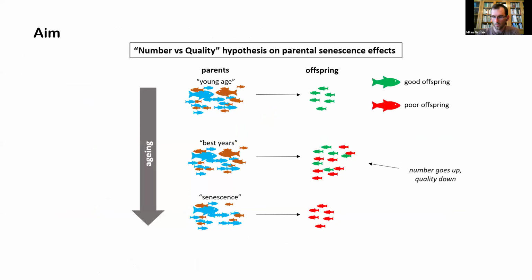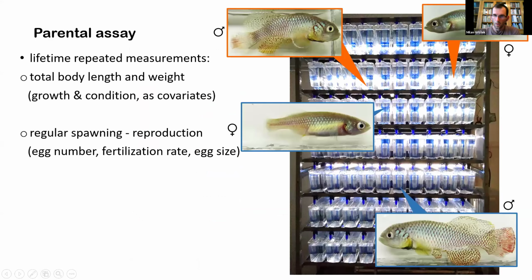Our aim in this project was to compare the trajectory of aging in the number and the quality of the offspring. We did it in the lab with long-term monitoring of the individual fish and their status. We collected data on their body size, like length and weight, and we also collected data on their reproduction: the number of eggs they spawned, fertilization rate, and egg size.